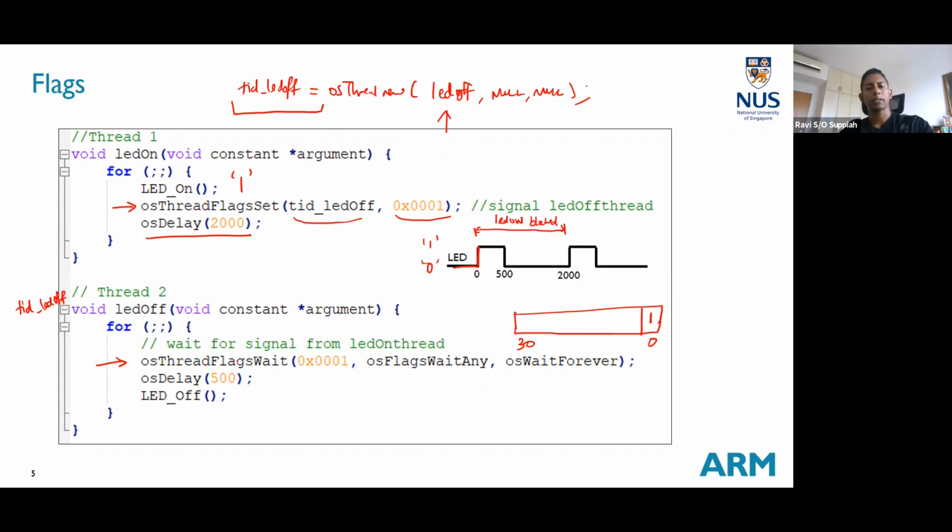When I do thread flags wait, it is referencing its own task. So what I'm saying is I want to wait for the bit 0 flag to be set. Okay, and then I have two options, wait any and wait forever. Wait forever means that if this event does not happen, I will go to a block state. Wait any, what is wait any?